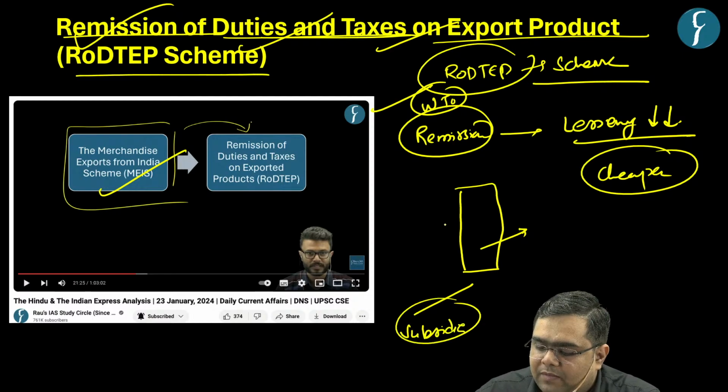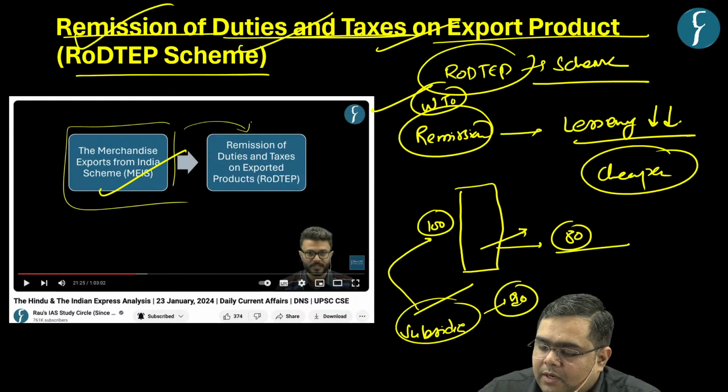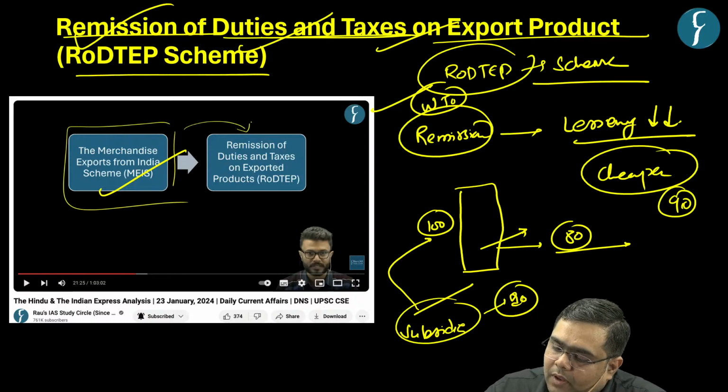If the manufacturing cost is 100 and I provide a subsidy, the net cost of this product comes out to be, let us say, 80, right? I am providing a subsidy of 20 bucks over it, right? Now I sell it in the European market for, let us say, 90, and my profit margin is 10.